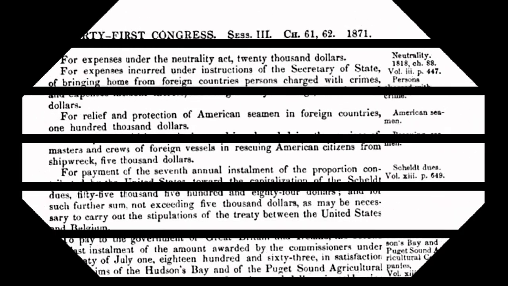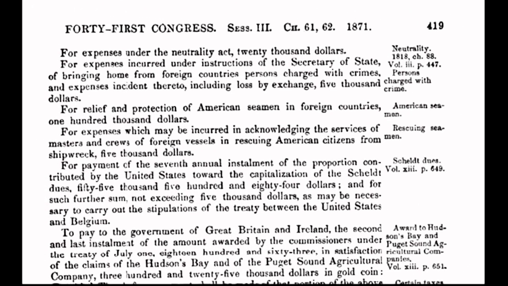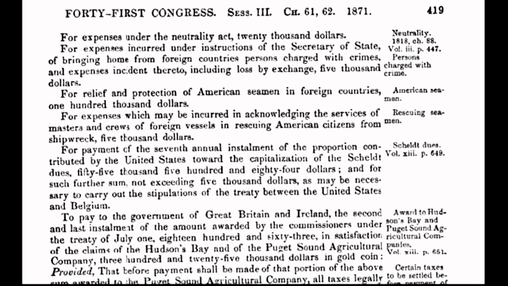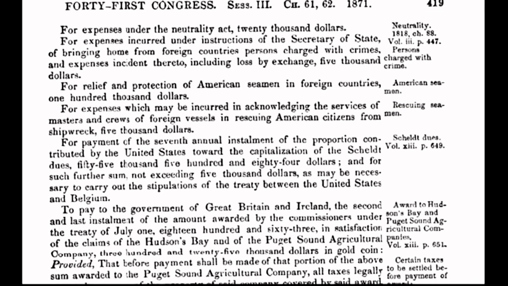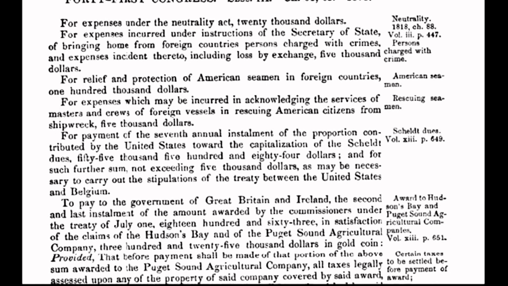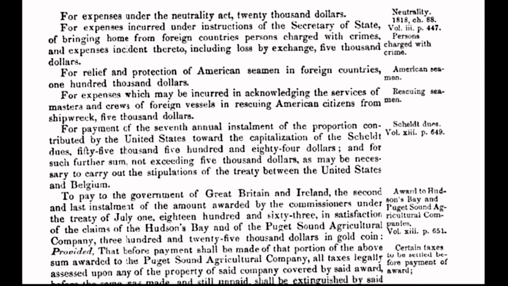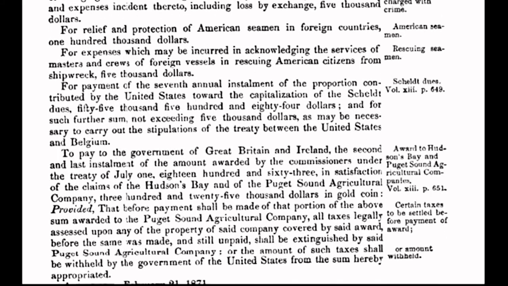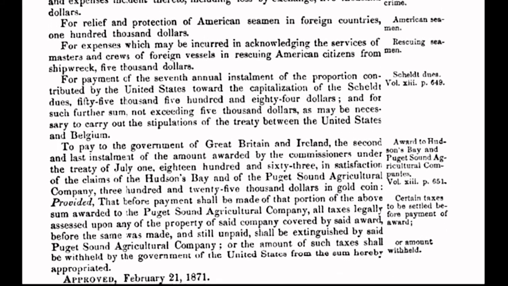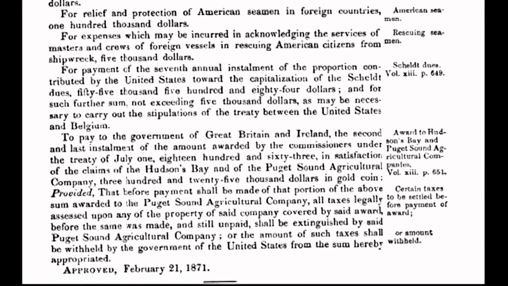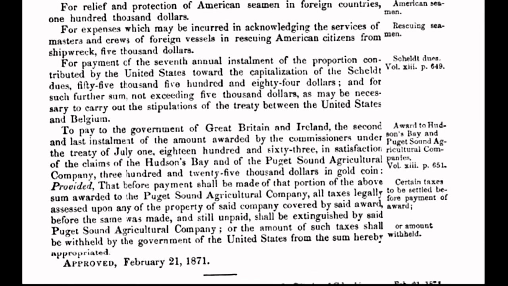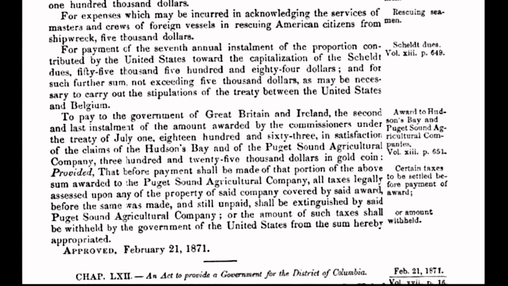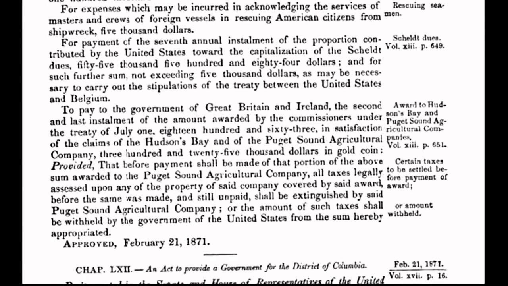Today's program, I will put the spotlight on an act that was enacted in the year of 1871 on February 21st. The Congress passes an act to provide a government for the District of Columbia, also known as the Act of 1871. When you fully understand the ramifications of the past, you will then fully understand the ramifications of the present, and you will know how to change the future. And here is where our story begins.